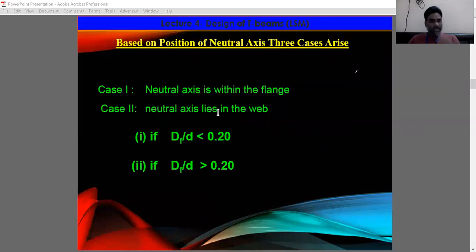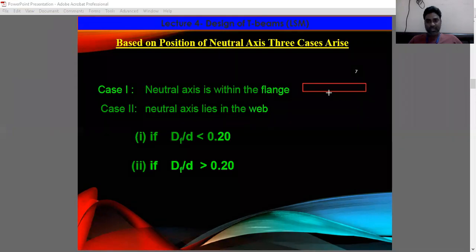Based upon that, there are two cases. Case one is the neutral axis within the flange, right? And the second case is the neutral axis lies within the web. Just now I told you, no? So this is a T beam, right? So if the depth of the neutral axis is within the flange, that means here, or up to here, or within the web, it is up to here.